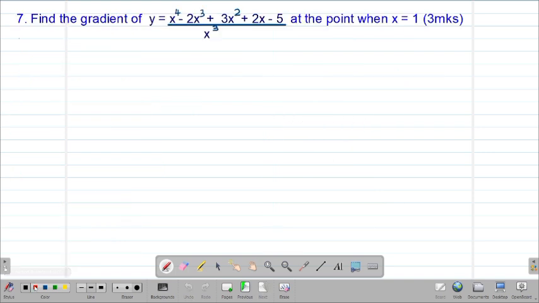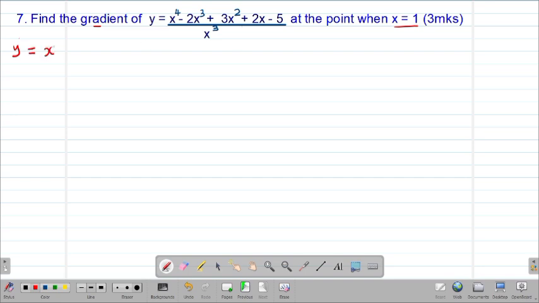Then we look at example 7, which reads: find the gradient of y equals x power 4 minus 2x cubed plus 3x squared plus 2x minus 5, all over x cubed, at the point x equals 1. So to find the gradient, we need to differentiate. To differentiate, we can only differentiate a linear equation. So I'm going to rewrite this one as y equals, I'll divide everything by the denominator.